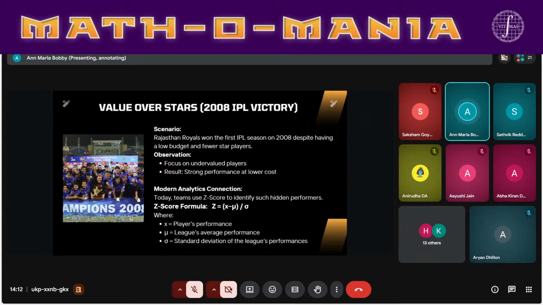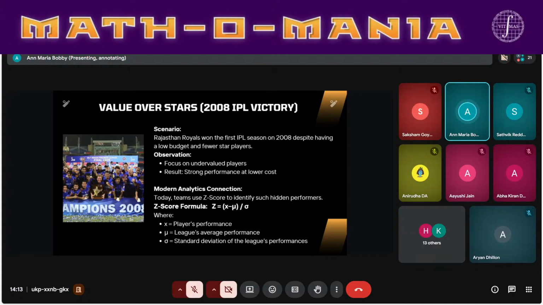Today teams use Z-score to identify such hidden performers. We all know the Z distribution formula, which is given by Z is equal to X minus mu divided by sigma, where X is the player's performance, mu is the league's average performance, and sigma is the standard deviation of the league's performance. So what it shows is basically that the higher the Z score, the more the player's performance is above average. So it helps us find undervalued but high performing players. Z score tells us how much better or worse a player is compared to the average.